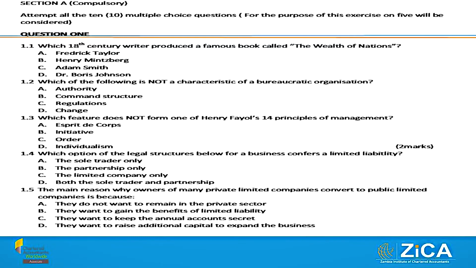We know that the answers were Frederick Taylor A, Henry Mintzberg B, Adam Smith C, and Dr. Boris Johnson D. In multiple choice questions, you start by removing obvious wrong answers. In the example above, in 1.1, the key word in the question was, first, a name of a person, and the 4 names are given from A to D. Second, someone who lived in the 18th century. And third, who produced the above book, The Wealth of Nations.